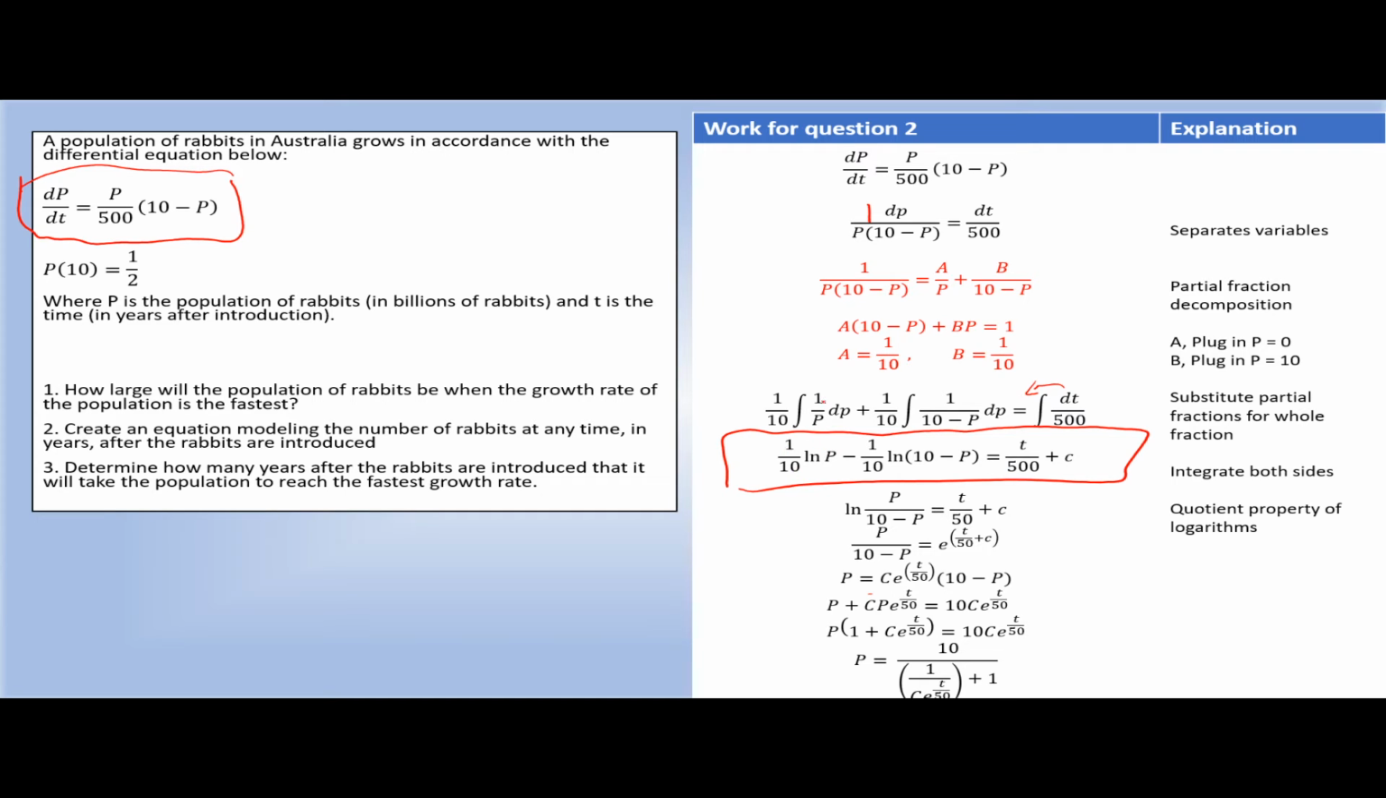On the left side, when I integrate 1 over p, I'll get natural log p. When I integrate 1 over 10 minus p, I'll get the natural log of 10 minus p divided by negative 1. So I'd have to divide by u prime. So that's why this is negative instead of positive. Okay, after that step, I multiplied both sides by 10.